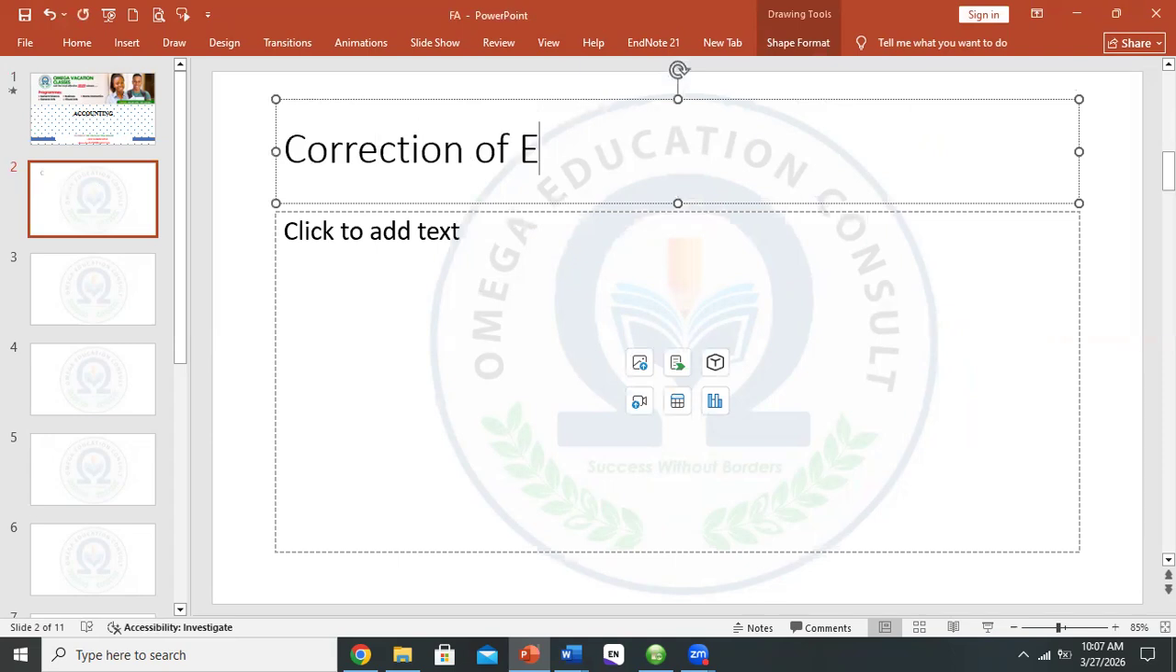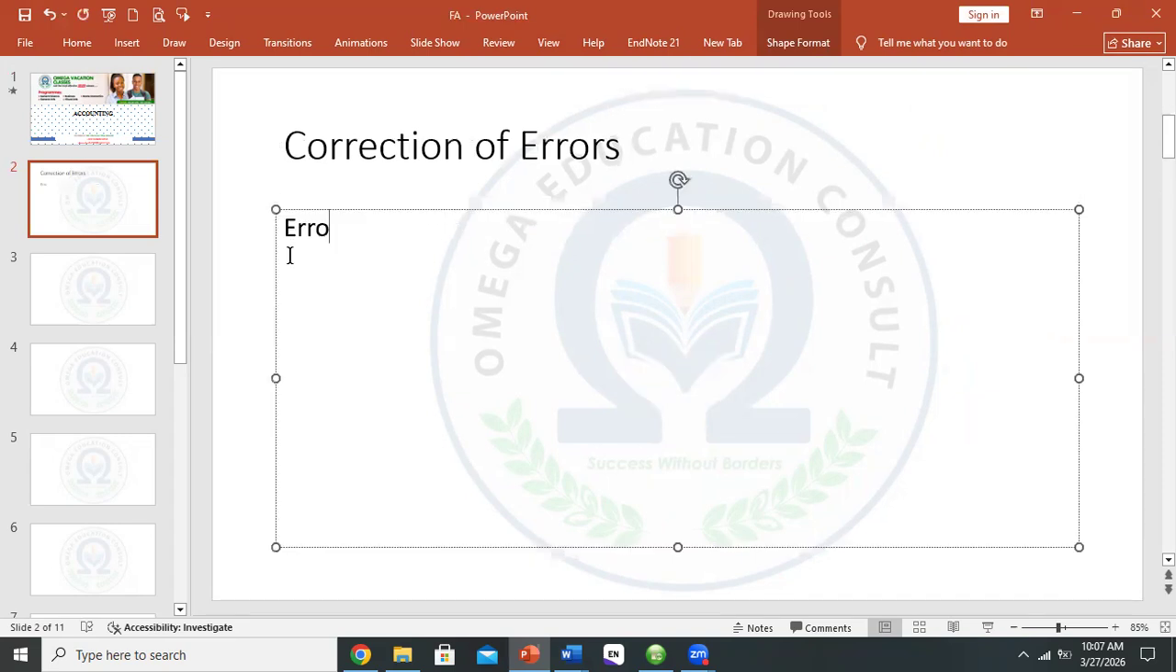Please, errors are the mistakes in financial accounting that result from the misapplication of accounting principles and methods. Please slow down and take the words one after the other, because we really want to pen down what you are saying. So let's go. Errors are the mistakes in financial accounting resulting from the misapplication of accounting principles.